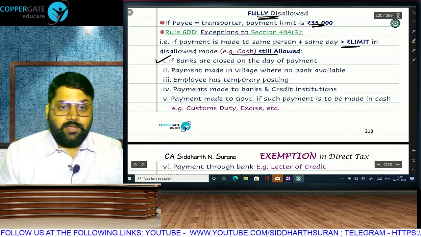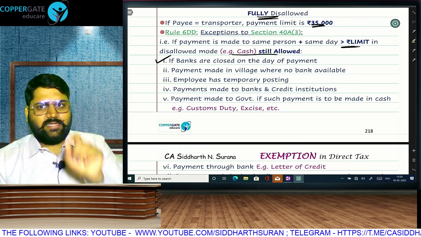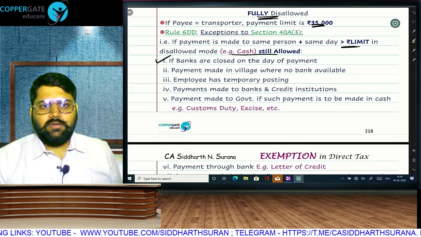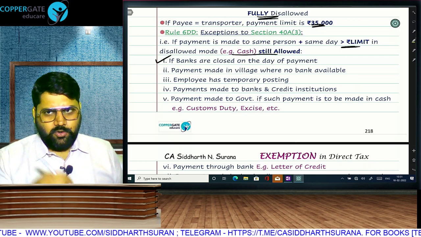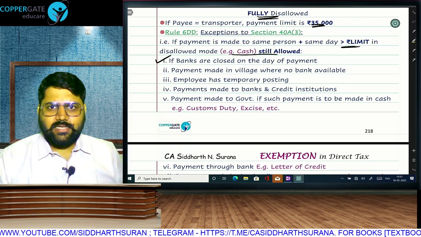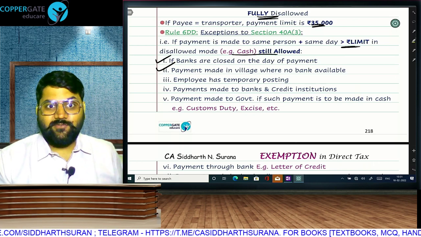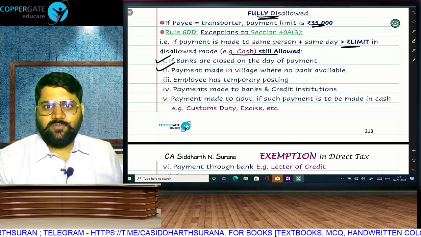What are the cases? Be careful. In MCQs, you can be tested. In subjective questions also, you can be tested. They can say cash payment of more than 35,000, and give you any of these cases. So you should remember that in these cases, payment of more than 10 or more than 35 thousand will be allowed. Bank is closed. If payment is made in a village where there is no bank, the village should have no bank. If there is a bank and I don't have an account, that is not allowed. The village should have no bank.